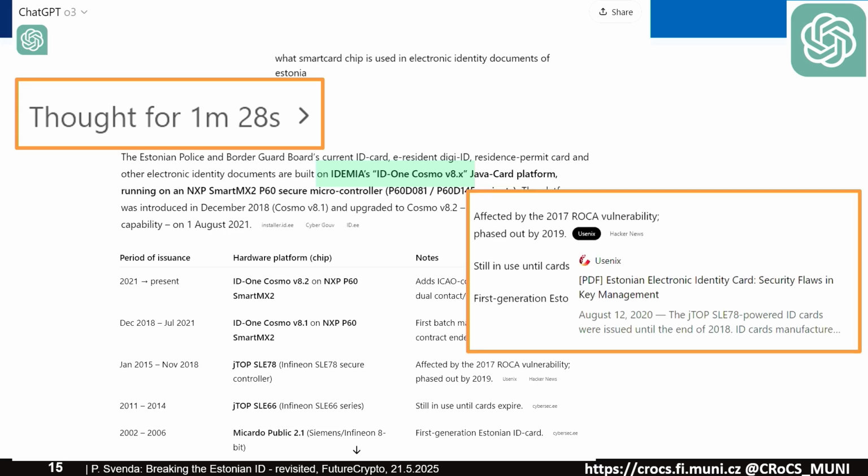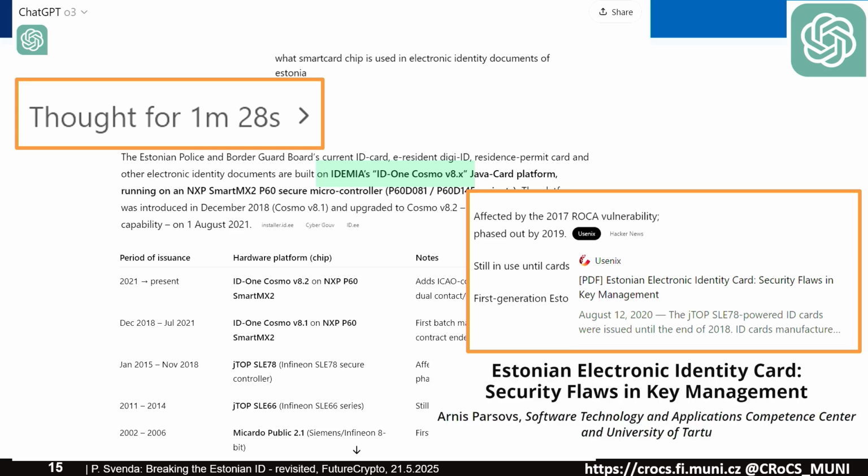Fortunately, you have resources, so you can check. I checked, for example, here for the ROCA one. There is a resource and reference to Arnis Parsovs' paper at USENIX. And I believe this is why ChatGPT is giving you really good results, because Arnis summarized everything very nicely. So this is easy to get. Within one minute, you are getting a nice setup.